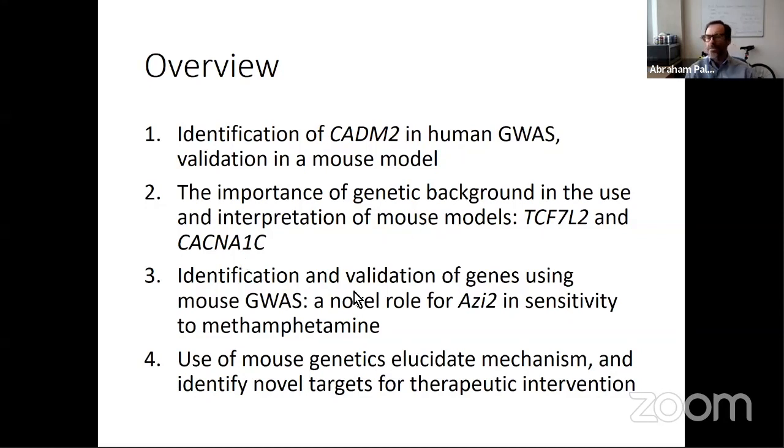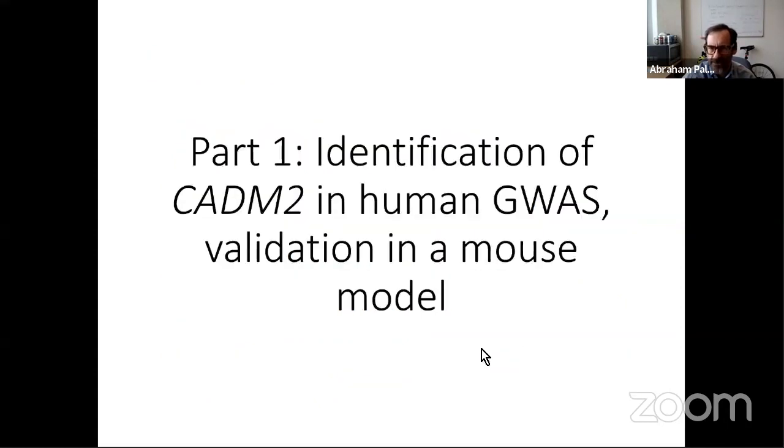Then I'm going to go on to talk about using a GWAS system in model organisms in mice to both discover and validate genes, and talk to you specifically about a gene, AZI2. And then finally, I'll talk about another story, a gene, GLO1, where we've really gotten to a deep and novel mechanistic understanding based on studies in animals.